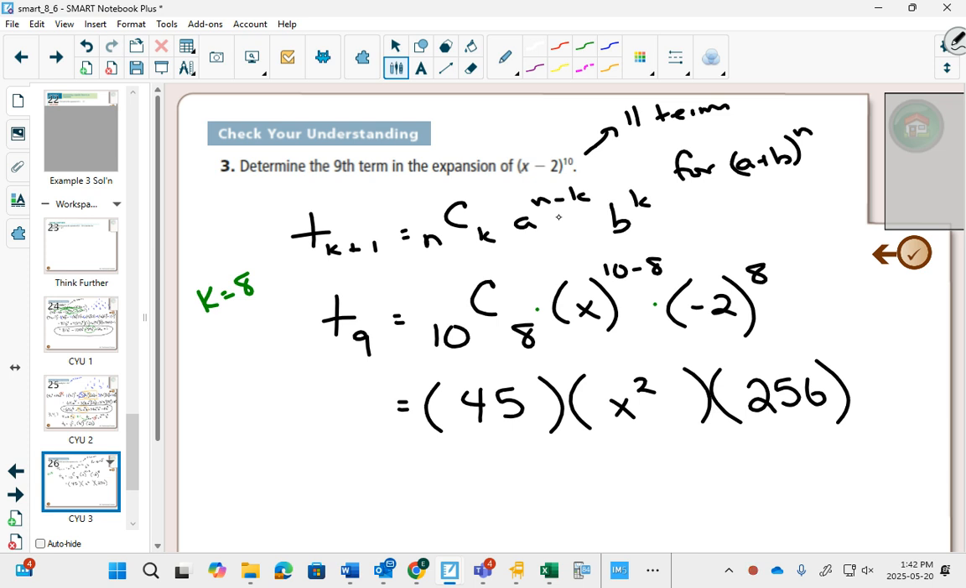And now we have to go 45 times 256. I feel like I could do that mental math, but don't feel like doing it right now. 11,520. And we still have the x squared. So we found the 9th term. There's 11 terms in total without having to find any of the other stuff. So the formula lets us sort of apply a shortcut.